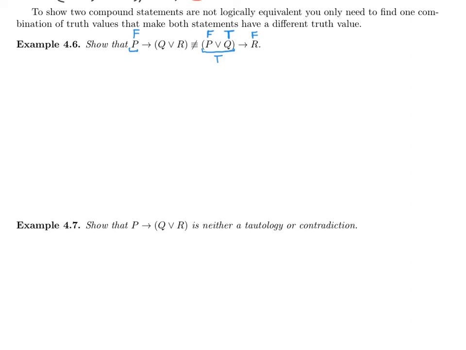And that, in some sense, does it. I have that the if part of the right-hand side is true. The then part is false. So I know that with these truth values, this whole expression here is false. But on the left-hand side, I know the if part is false. I don't need to look any farther. This is going to be vacuously true. So this will do it.